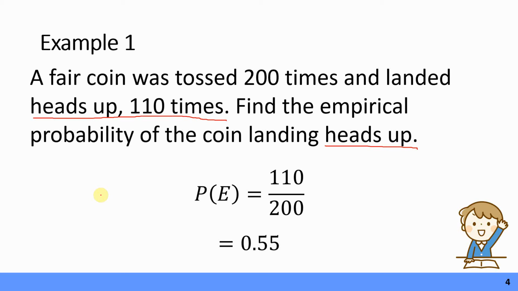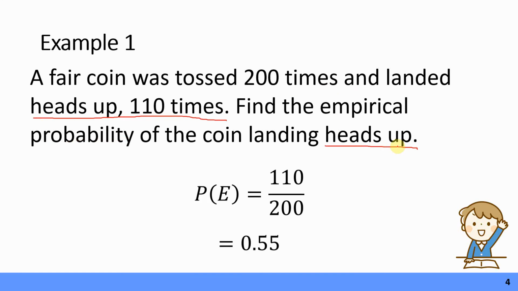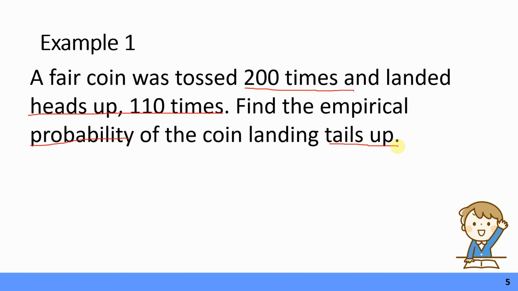That's what we're going to do in the next slide. So, same problem. Let's see if you notice what I changed. A fair coin was tossed 200 times, so this stayed the same, and it landed heads up 110 times. So it's the same scenario from earlier, but now the actual question is find the probability that it landed tails up. In the last problem, I asked you for heads up. Now I'm asking you for the probability that it landed tails up.